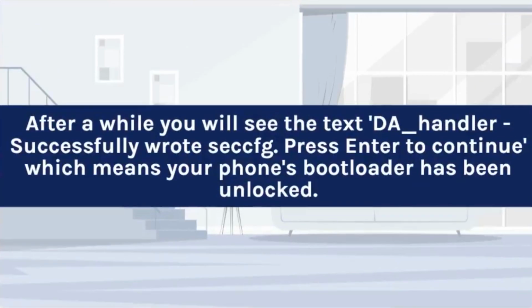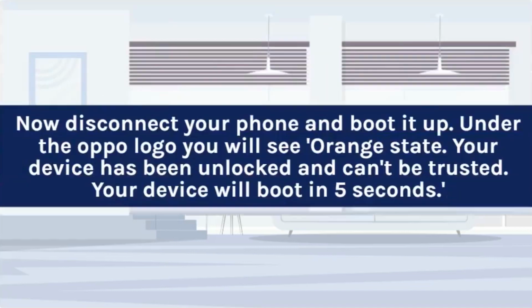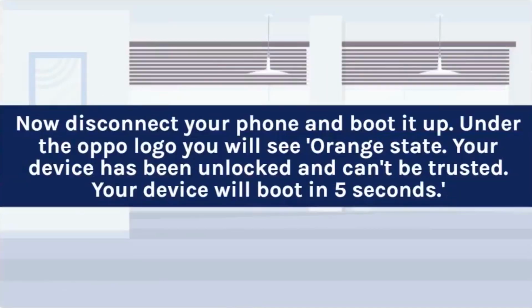After a while you will see the text, DA_handler, successfully wrote seccfg. Press Enter to continue, which means your phone's bootloader has been unlocked. Now disconnect your phone and boot it up. Under the Oppo logo you will see, orange state. Your device has been unlocked and can't be trusted. Your device will boot in 5 seconds.